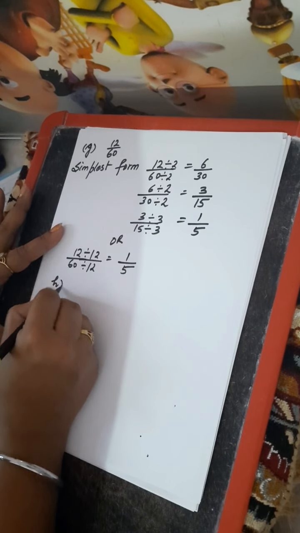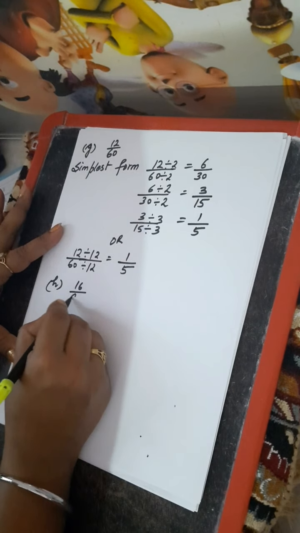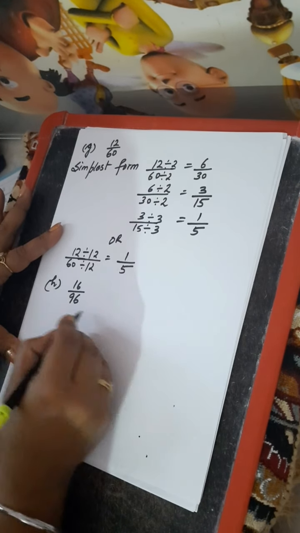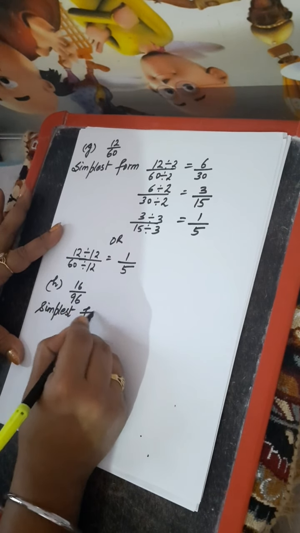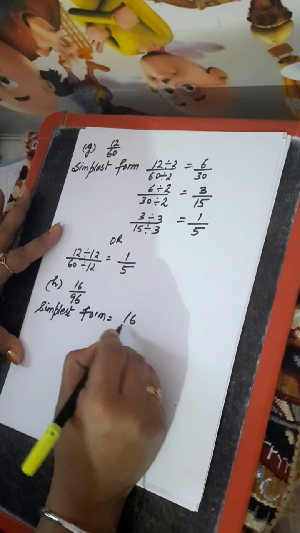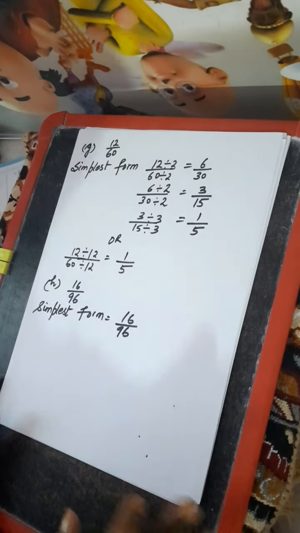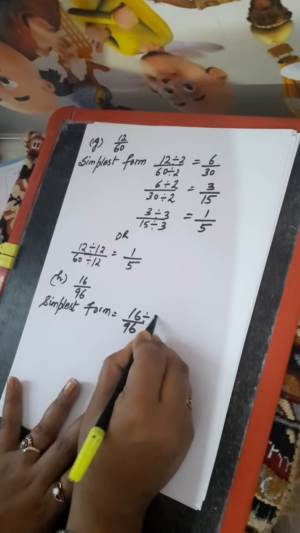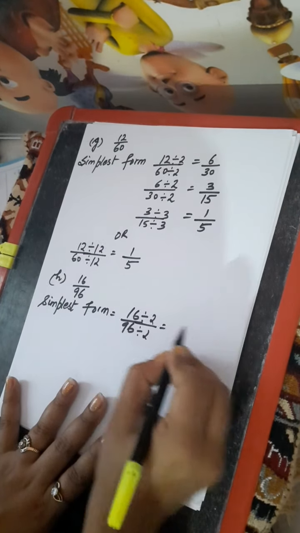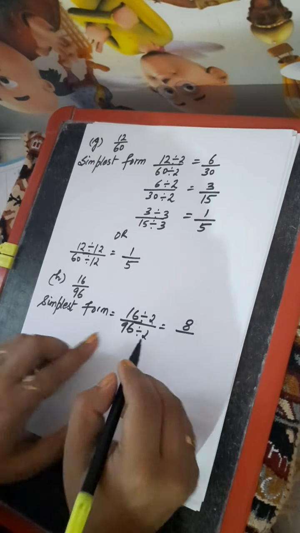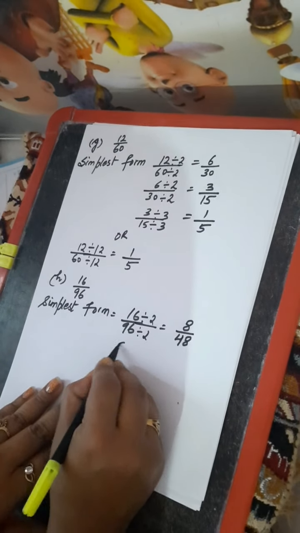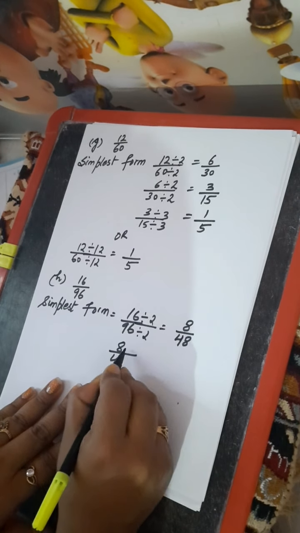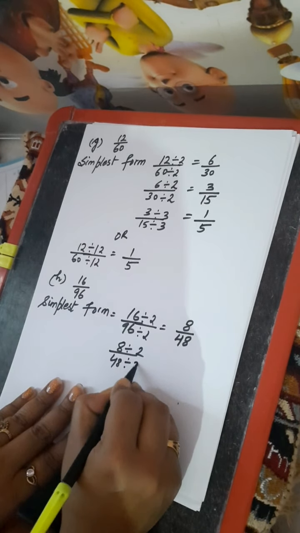Now next I have H part. 16 upon 96. Here I have to change it into the simplest form. 16 upon 96, both are divisible by 2. 16 divided by 2, 8. 96 divided by 2, that is 48. 8 upon 48. Again both are divisible by 2.